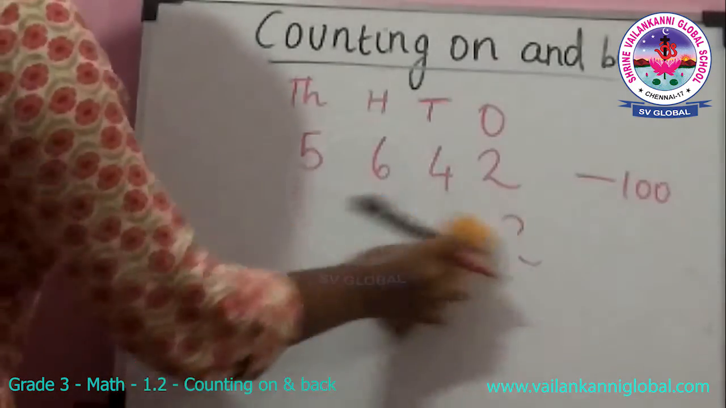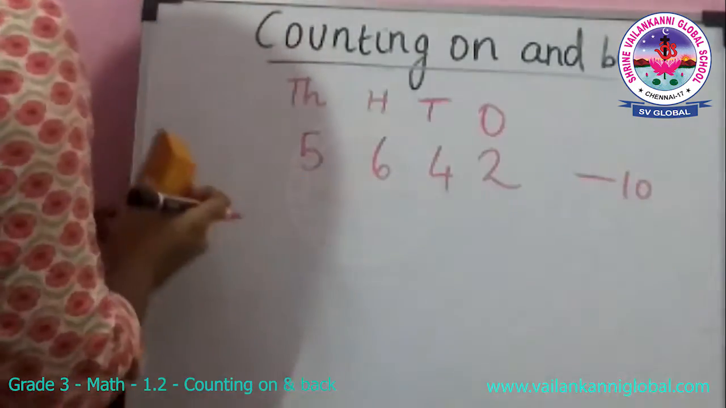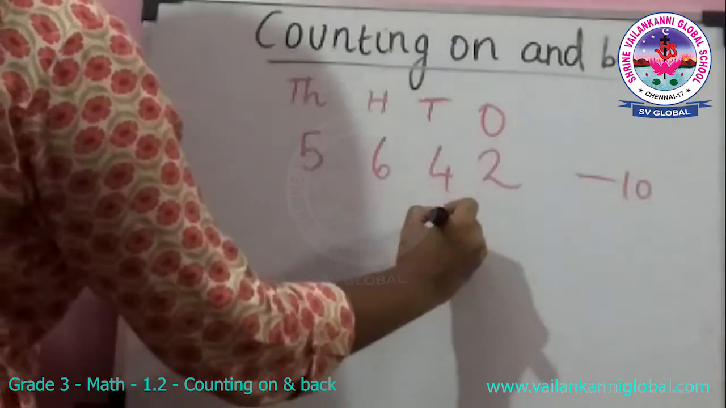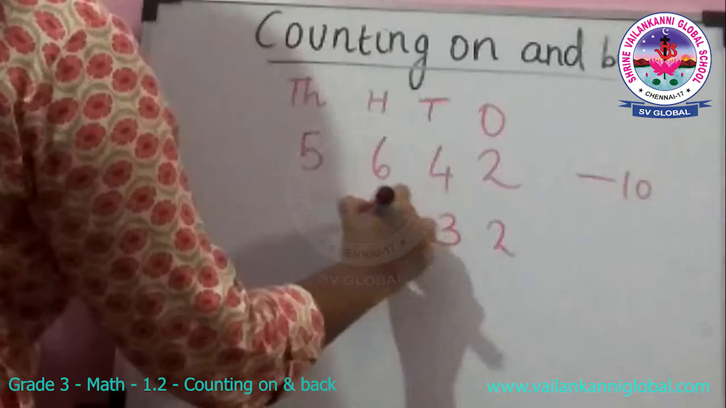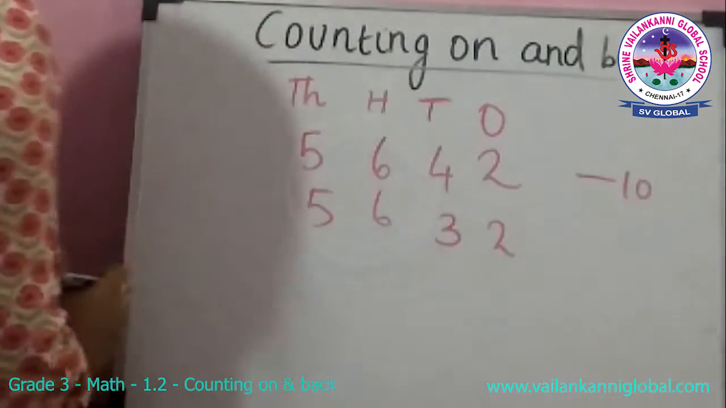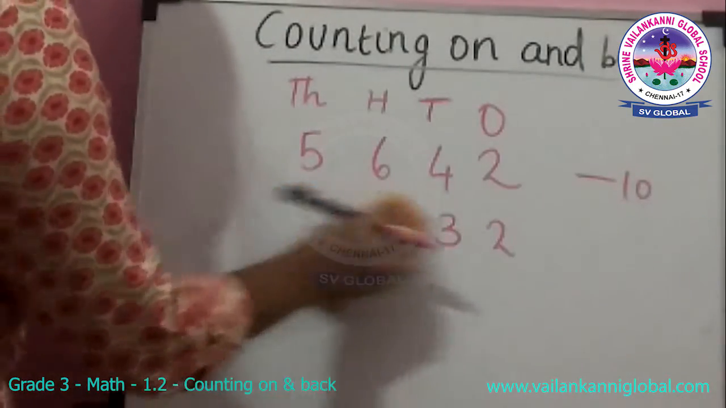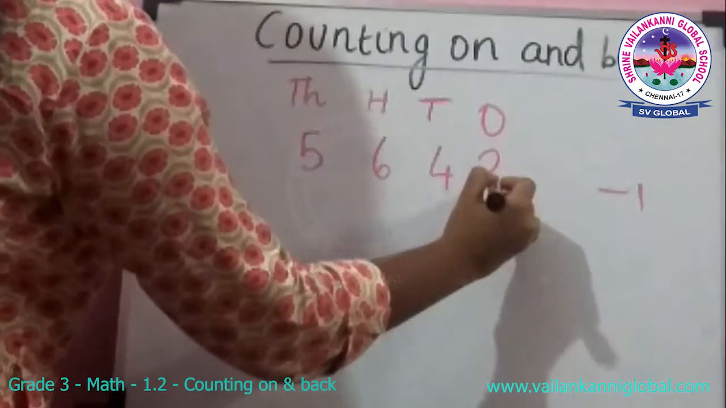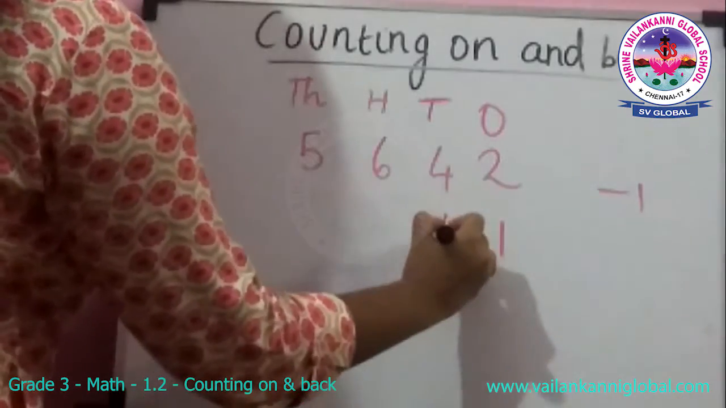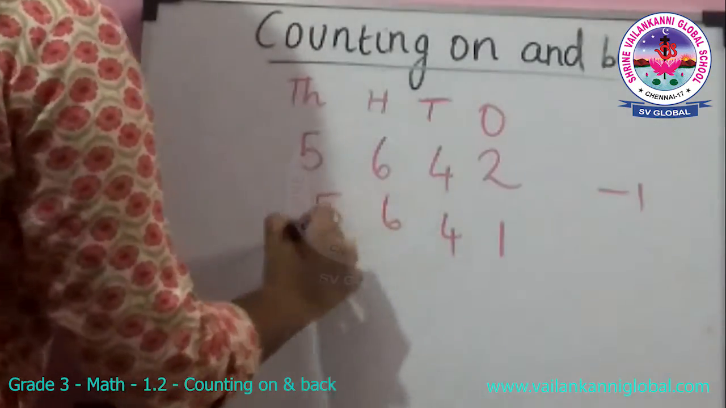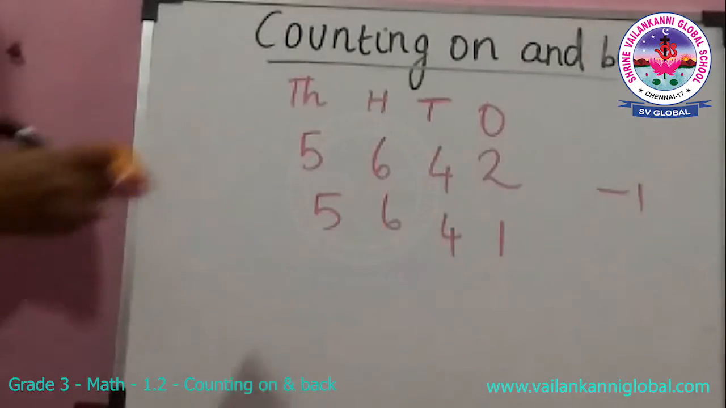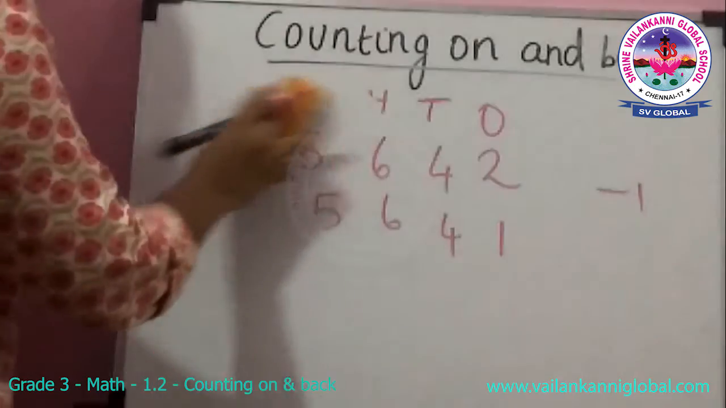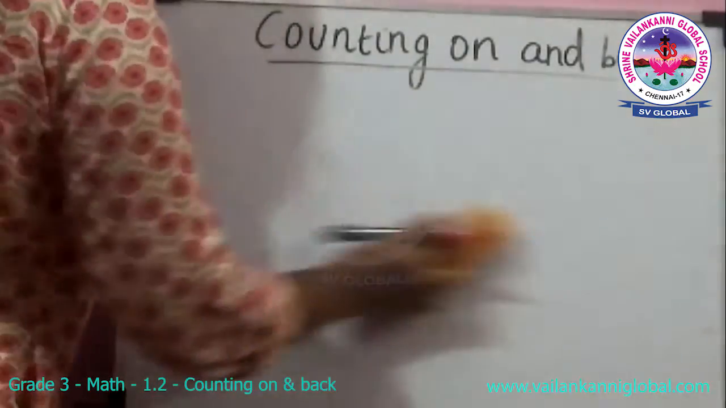5542. If you want to subtract 10, where is the 10? Here is the 10. You already have 4. So subtract 10, you will get 3. 5632. If you want to subtract 1, the 1's place is here. So 2 minus 1 will be 1. The rest will be the same. So 5641. So if you know the value of the digit, subtracting or adding becomes easy.